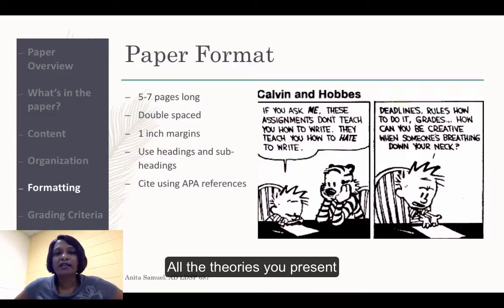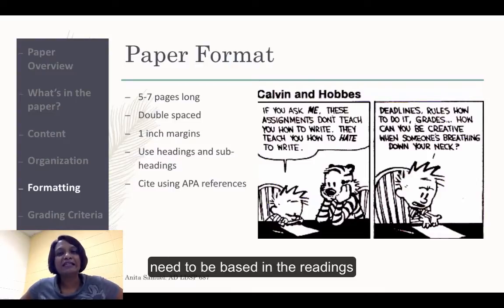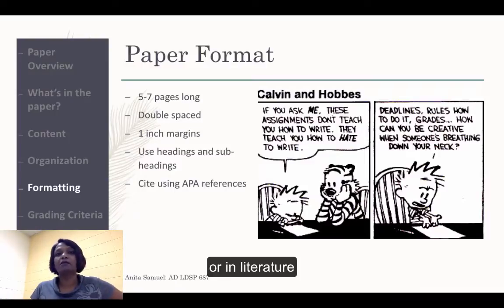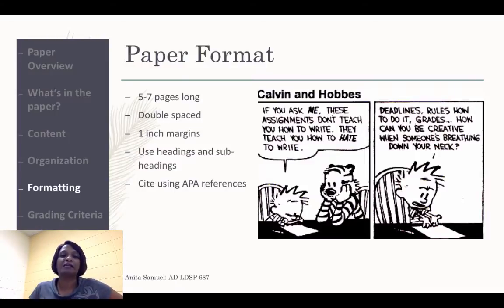And all the claims you make, all the theories you present, all the models you talk about need to be based in the readings we have done. You can pick up external peer reviewed sources as well, that's fine, but it has to have a basis in literature.